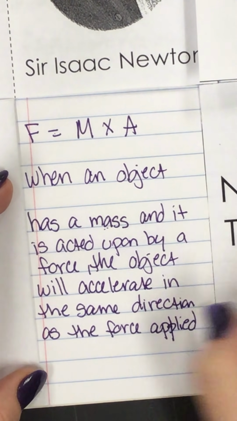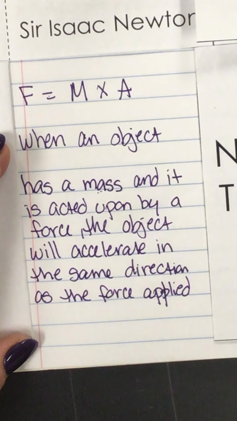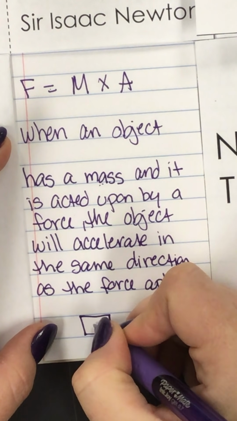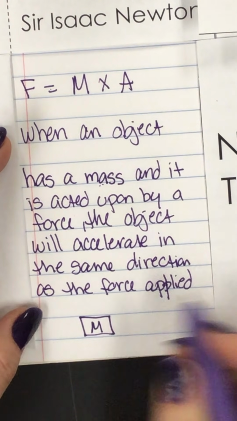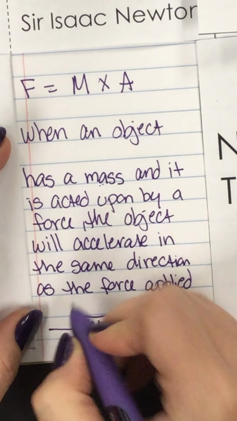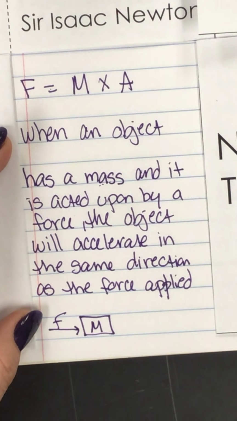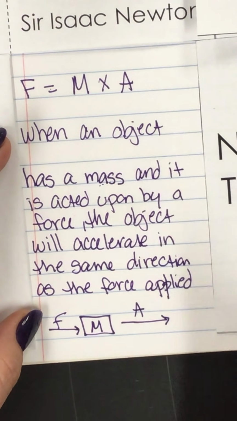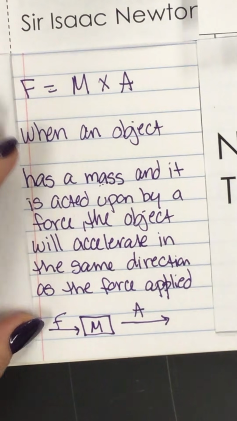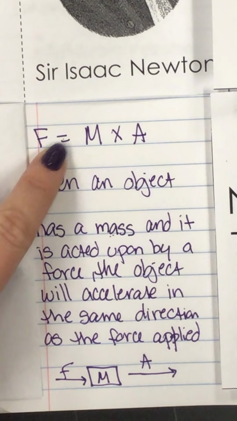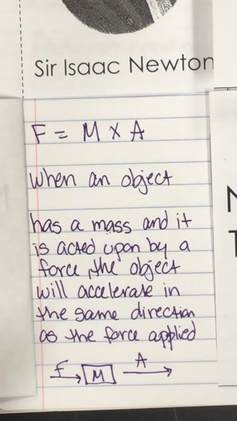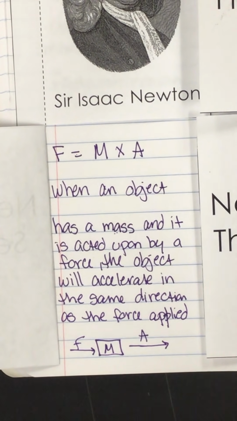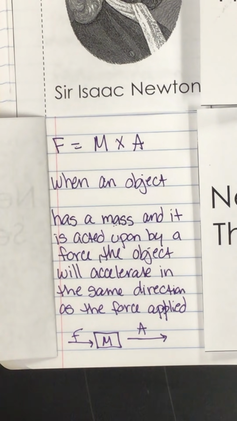There we go. So basically what we're looking at is if you have an object with a mass, if you apply a force, then this object is going to accelerate in the same direction that that force was applied. So this is where we get our formula, force equals mass times acceleration. So if you did not get this written down, go ahead and pause the video right now.